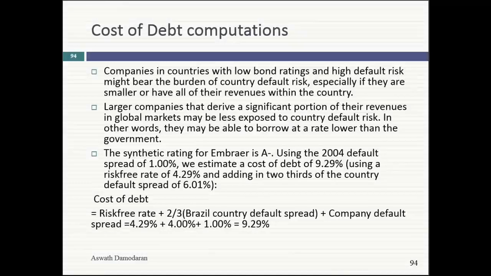So when you do cost of debt for emerging market companies, especially if you don't have a rating, it's a three-step process. Start with the risk-free rate, add the default spread for the company, then add the default spread for the country. Because all three numbers will push up your cost of debt. Okay. Any questions?